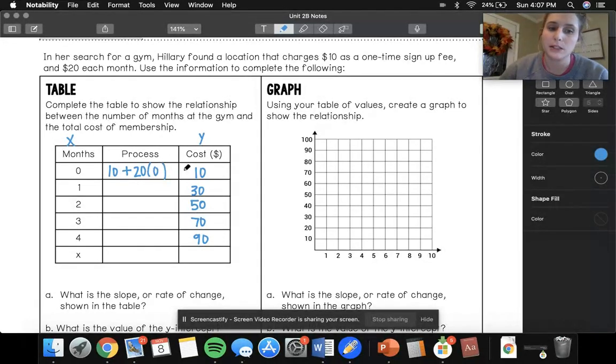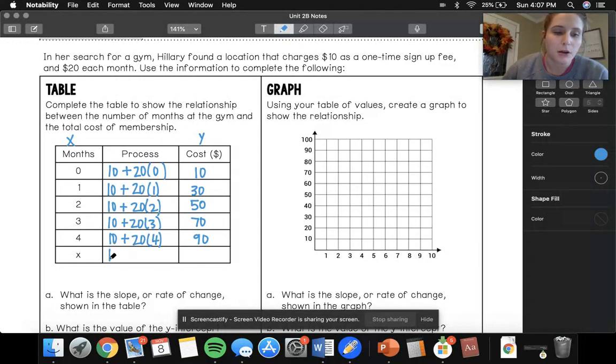So for this first one, it was 0 months. For 1 month, it would be $10 plus $20 one time. For 2 months, it'd be $10 because that's the sign-up fee, plus $20 for 2 months. So 20 for 2 months would be $40 plus the sign-up fee. For 3 months, it would be $20 for 3 months, which would be $60 plus the 10 sign-up fee, and then $10 plus $20 for 4 months would be $90. 20 for 4 months would be $80 plus the 10.